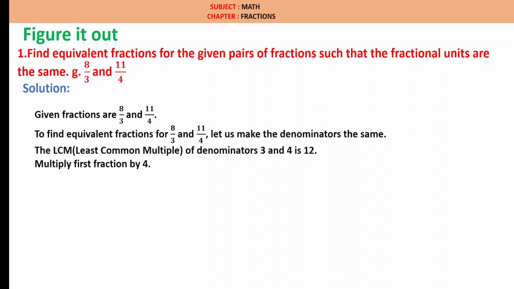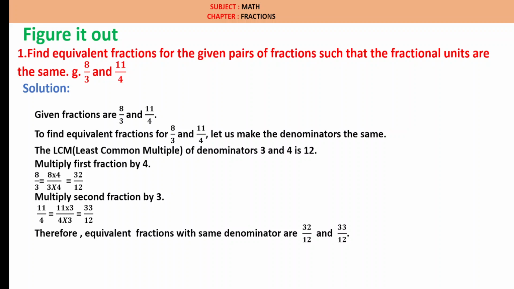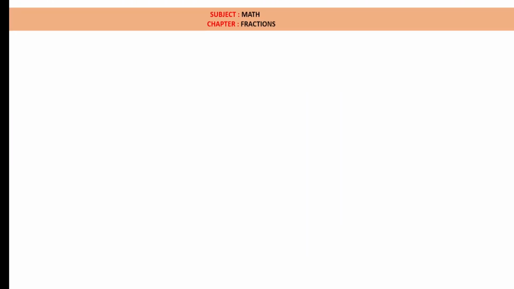So, let us multiply the first fraction by 4. So, 8 times 4 is 32 and 3 times 4 is 12. So, 32 by 12 is an equal fraction to 8 by 3. Similarly, let us multiply the second fraction by 3. So 11 by 4 is equal to 11 into 3 divided by 4 into 3, which is 33 by 12. Therefore, equal fractions with the same denominators are 32 by 12 and 33 by 12.